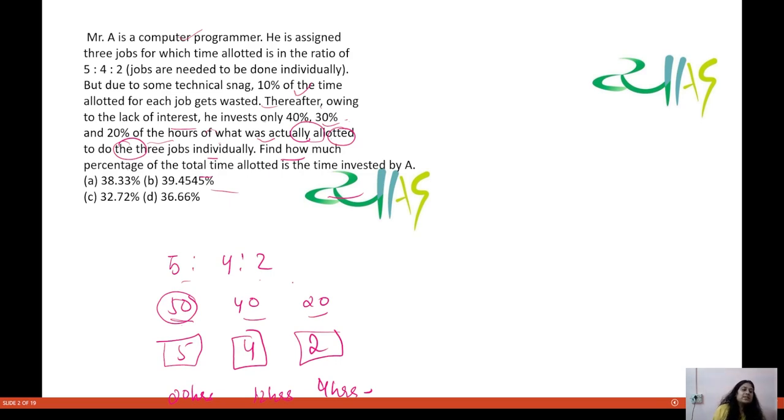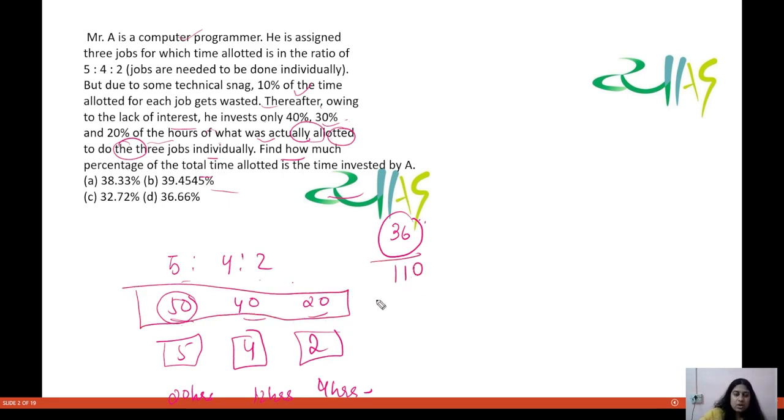So this much he is using. This is 32 plus 4, that is 36, and the total time is how much? Total time is 110.